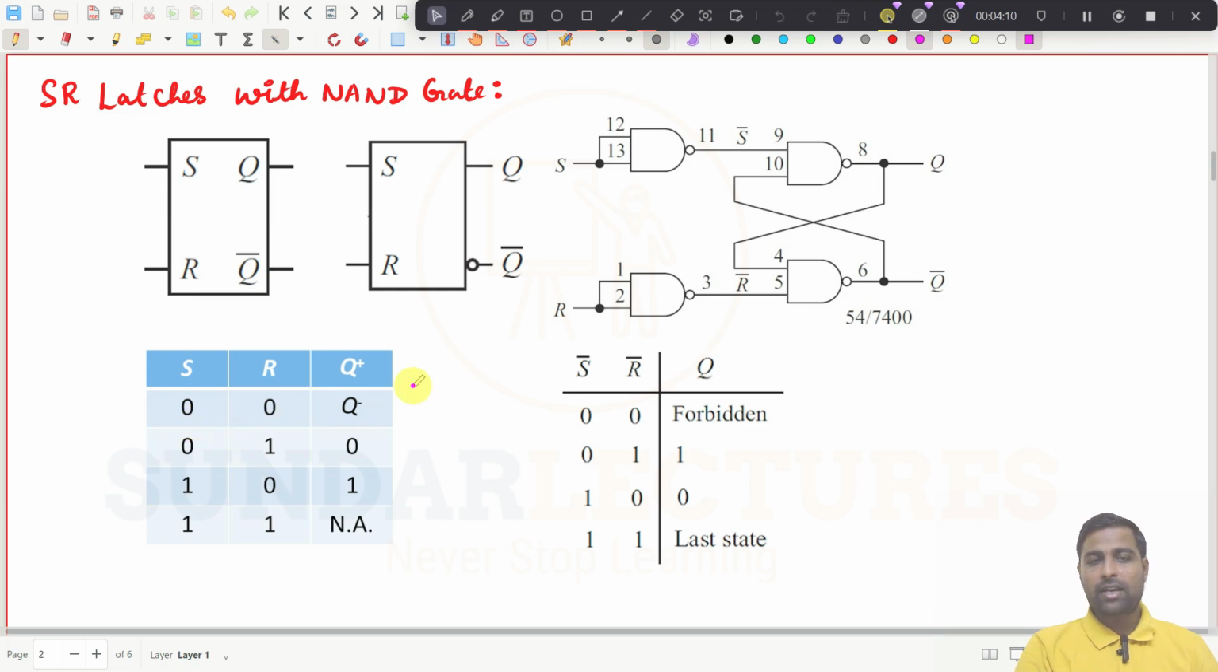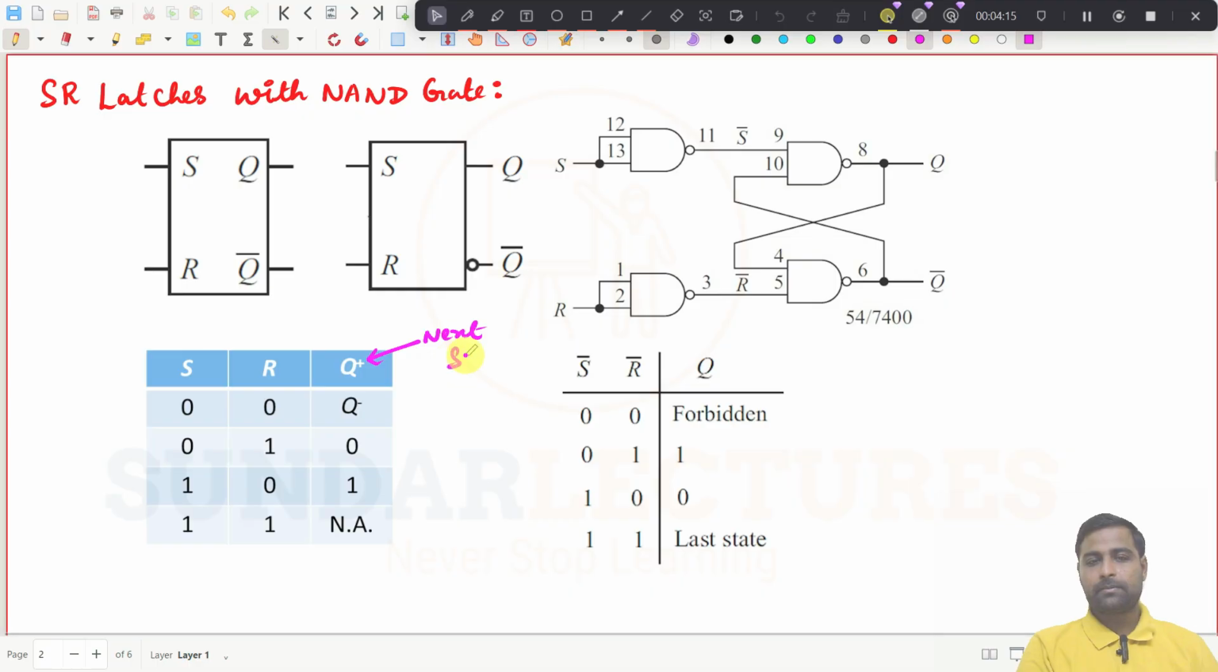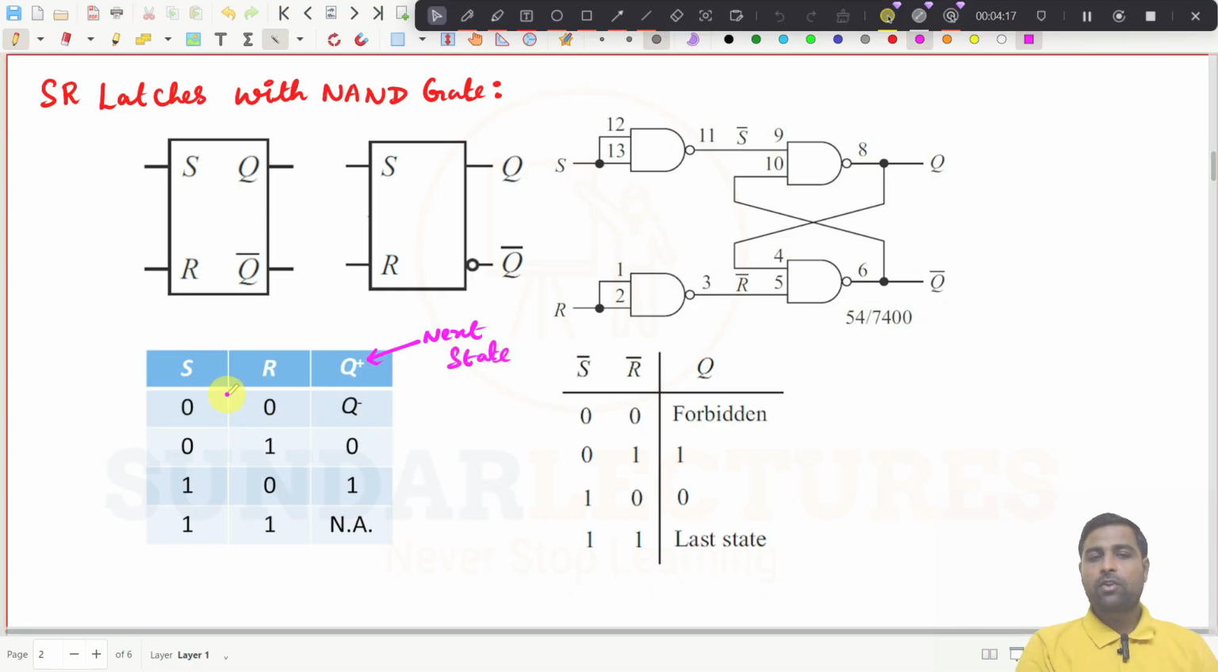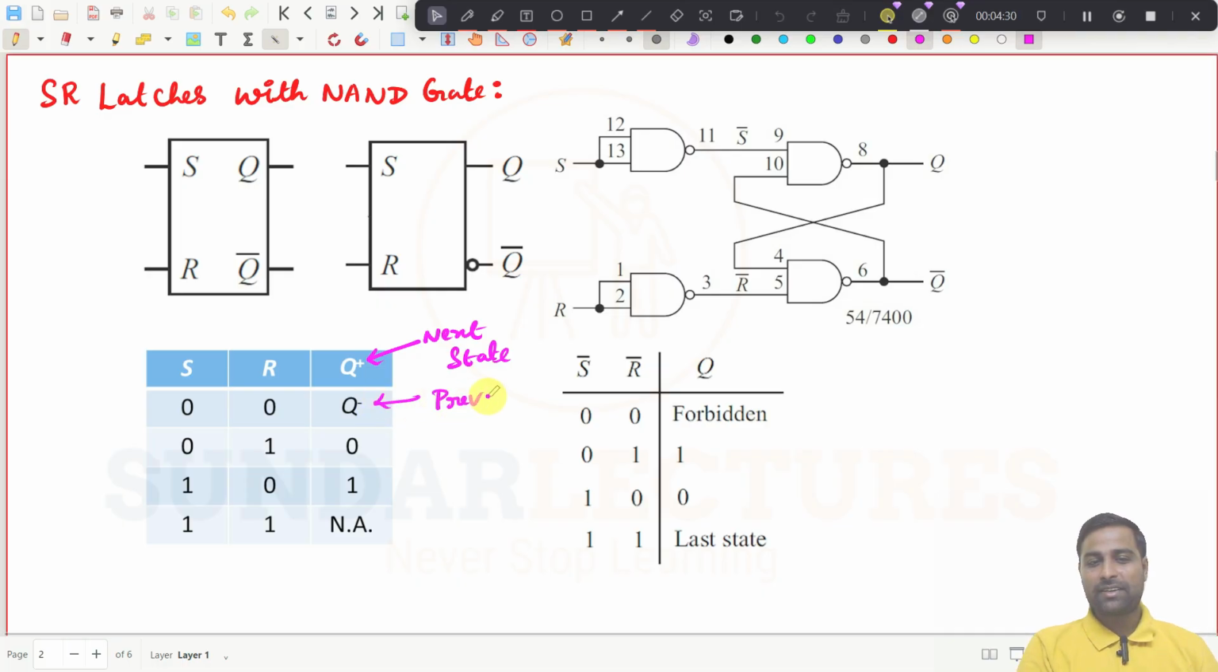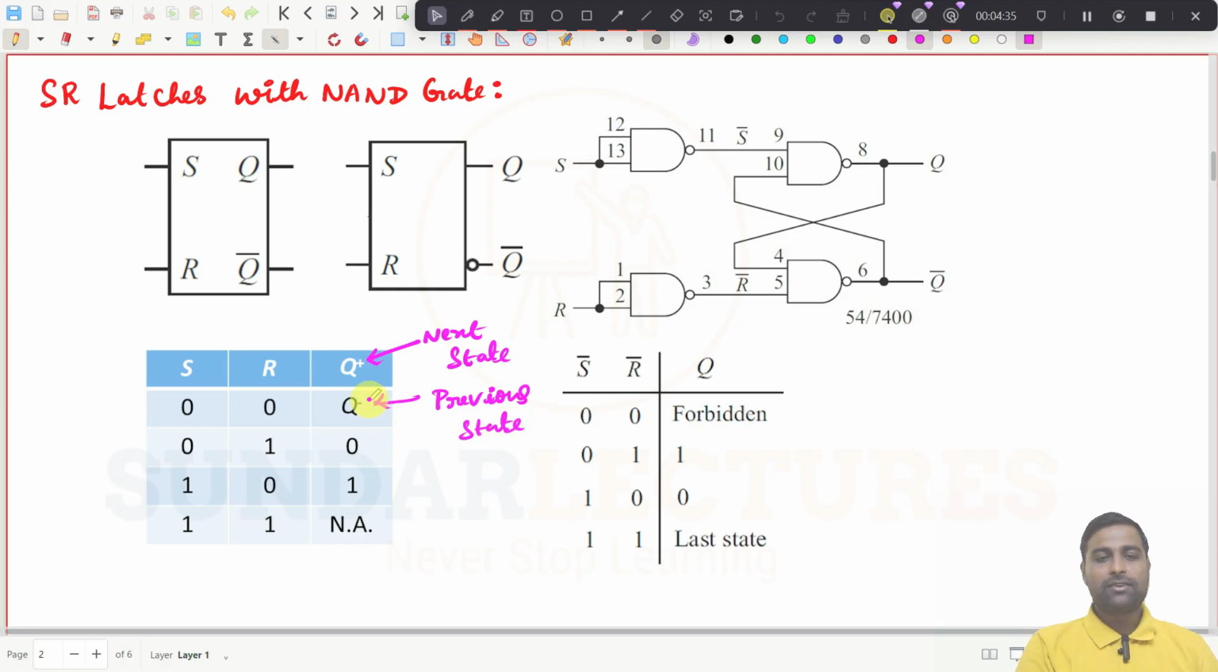I am taking this to be the next state. So if you give S equal to 0, R equal to 0, what happens to the next state? It will be the previous state. Same, no change. So this is the previous state, right? Can you understand? So no change. If S is equal to 0, R is equal to 1, then you can straight away say it is a reset condition. So the output will become 0. And S is equal to 1, R is equal to 0.